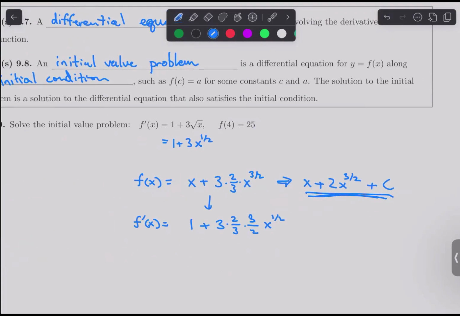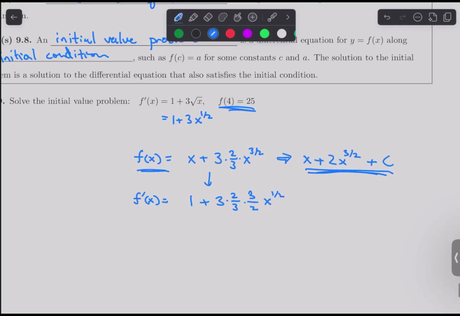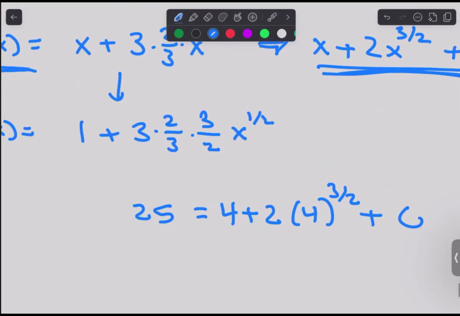But now we want to solve this initial value problem. We have some condition. In this case, we want to make sure that when we plug in 4, our function outputs 25. So again, this is my f of x. And when I plug in 4, I want to get out 25. So let's go ahead and do that. If I plugged in 4, I'd have 4 plus 2 times 4 to the 3/2 power plus c. And I'm supposed to get out 25. So that's supposed to be my f of x. When I plug in 4, I get out 25. All right, so I need to do a little bit of simplifying here.